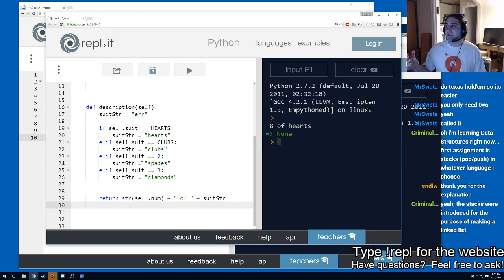Stacks are introduced for purpose. Do you mean linked lists were introduced for purposes of making a stack? Because the other way doesn't really make much sense.